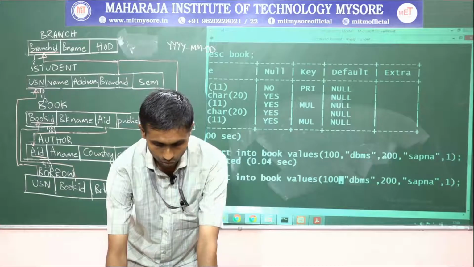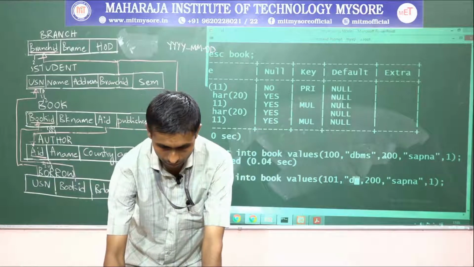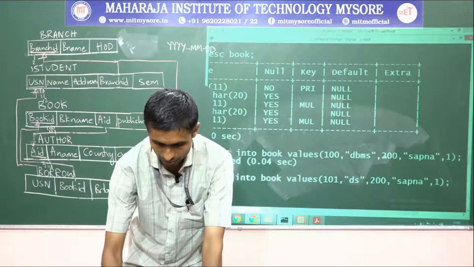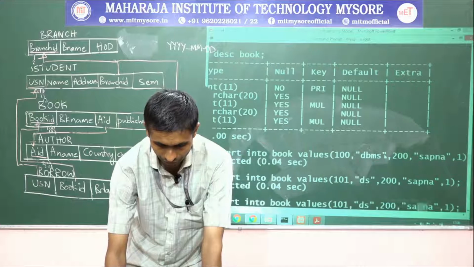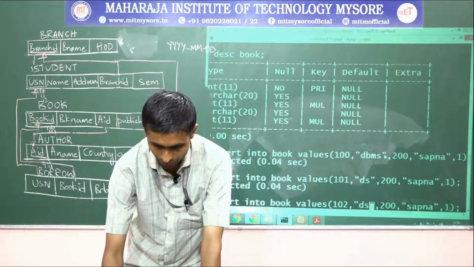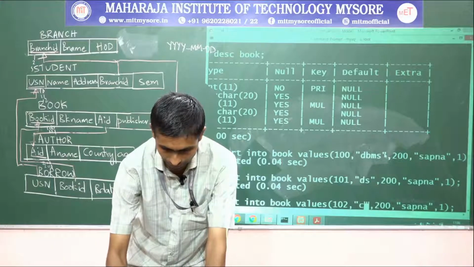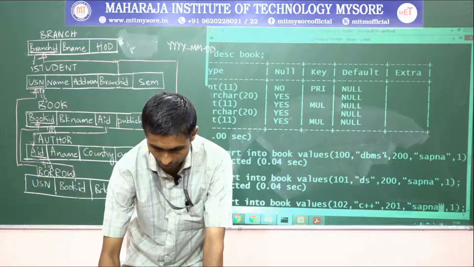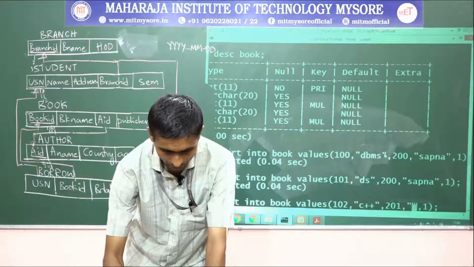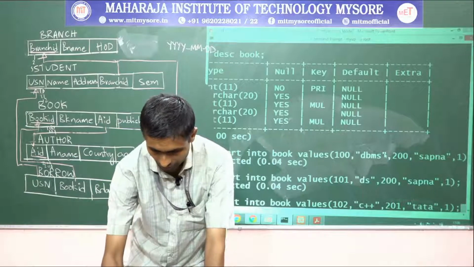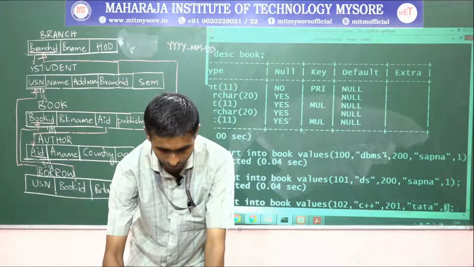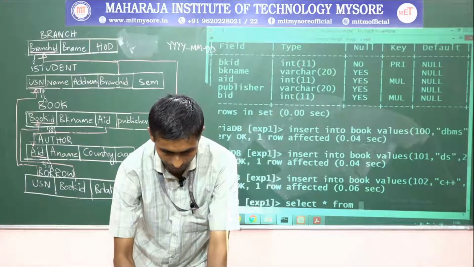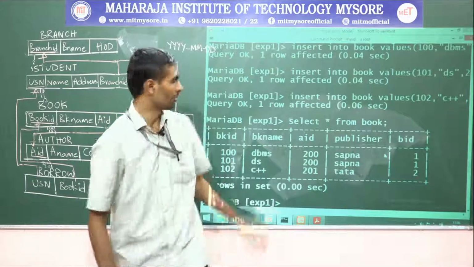Let me go with inserting one more tuple, 101. So it is DS and written by the same author, the publisher is also the same, and it belongs to the same branch. And 102, let's say C++ we can write, written by 201, published by some Tata, and belongs to some branch 2. Select star from book. Yes, we have some data here.